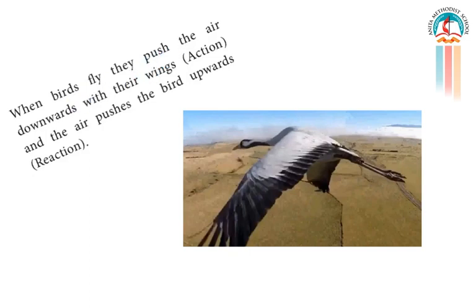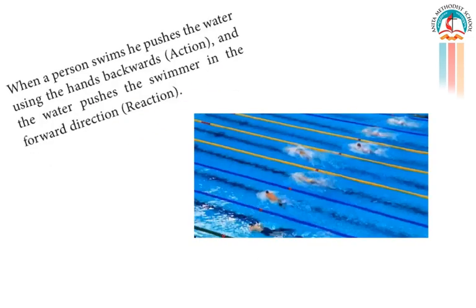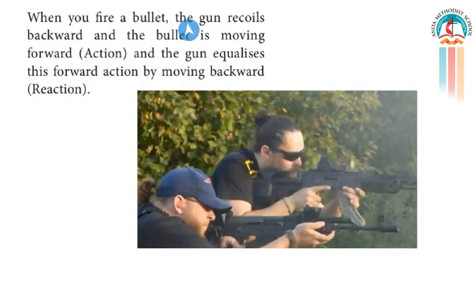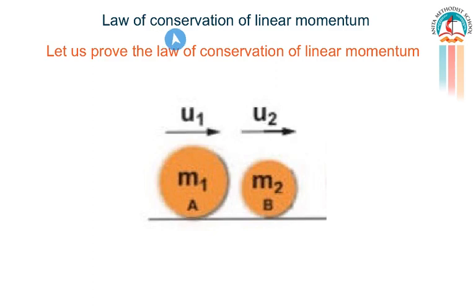When birds fly, they push the air downwards with their wings and the air pushes the bird upwards. When a person swims, he pushes the water backwards using the hands and the water pushes the swimmer in the forward direction. When you fire a bullet, the gun recoils backward and the bullet moves forward, and the gun equalizes this forward action by moving backward. Next, let us learn about the law of conservation of linear momentum.